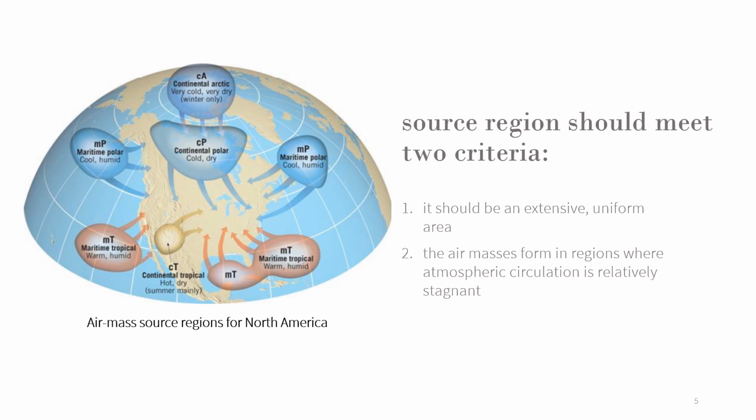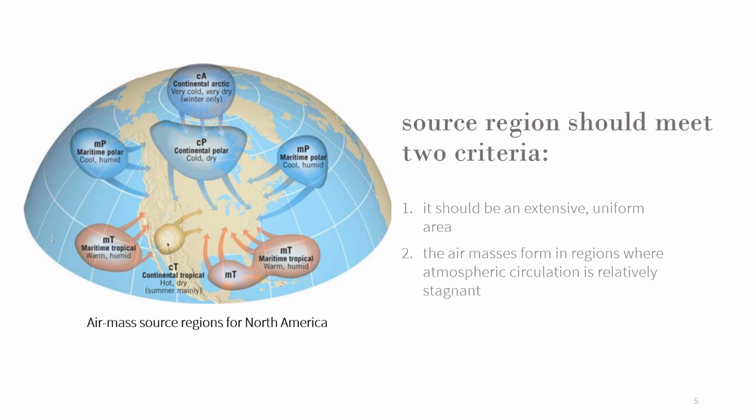And another criterion that should be met in order for this to be called a source region is that the air masses form in regions where atmospheric circulation is relatively stagnant. So the air stays over the region long enough to reach some degree of equilibrium with the surface.